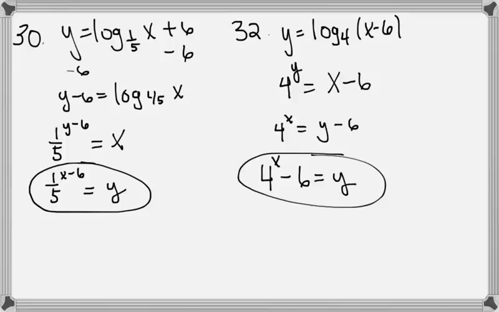Do you see the differences? See how number 30 had a plus 6 outside the log? But on number 32, it was inside the logarithm. If you look at the final answers, if it's outside the log, it's going to be in the exponent of the other one. If it's inside the log, it's going to be outside of the exponent on the finished product. It's just the opposite of what you would naturally think it would be.